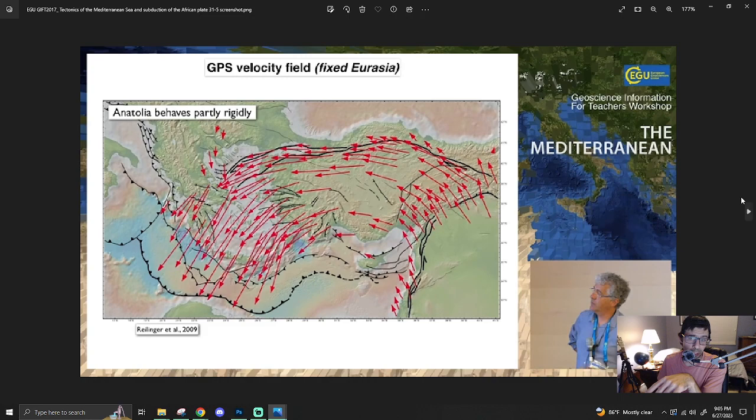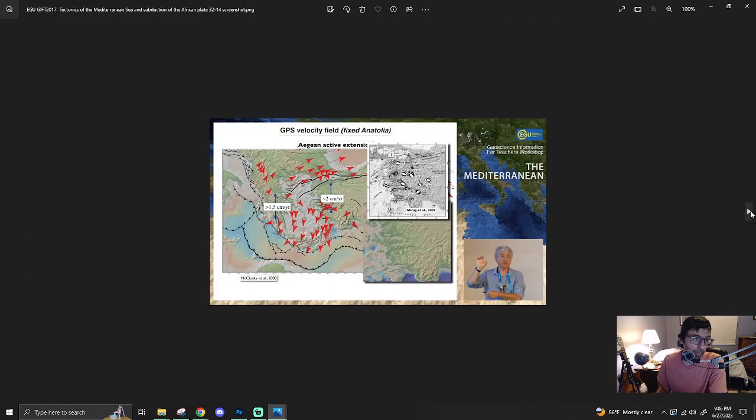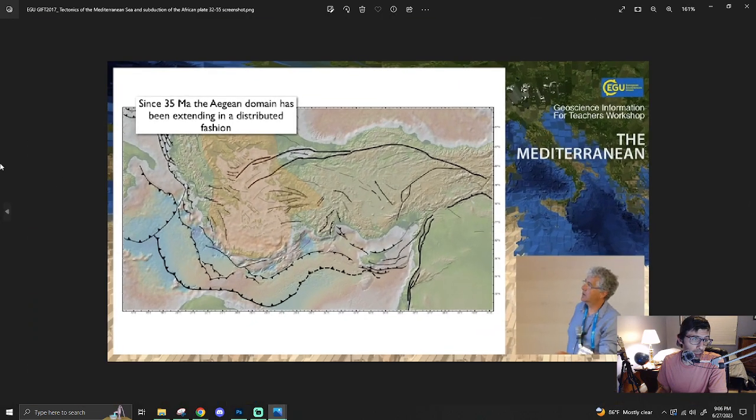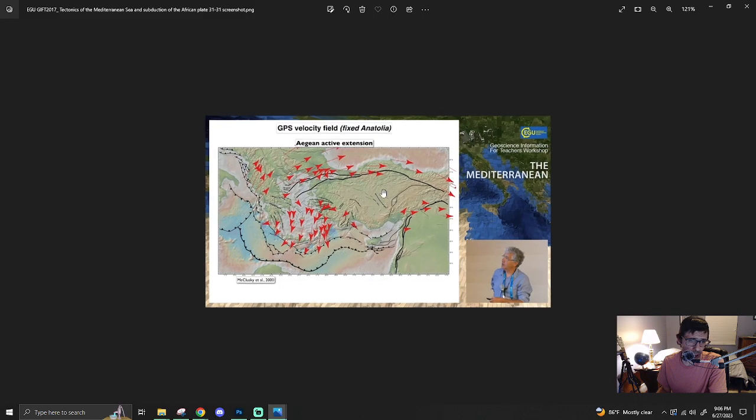More GPS velocity fields with fixed Eurasia. Fixed Anatolia. Interesting. Fixed Anatolia. That one I'm not sure what to make of. It's like going backwards, I guess, because the Anatolia, I think, is right here.